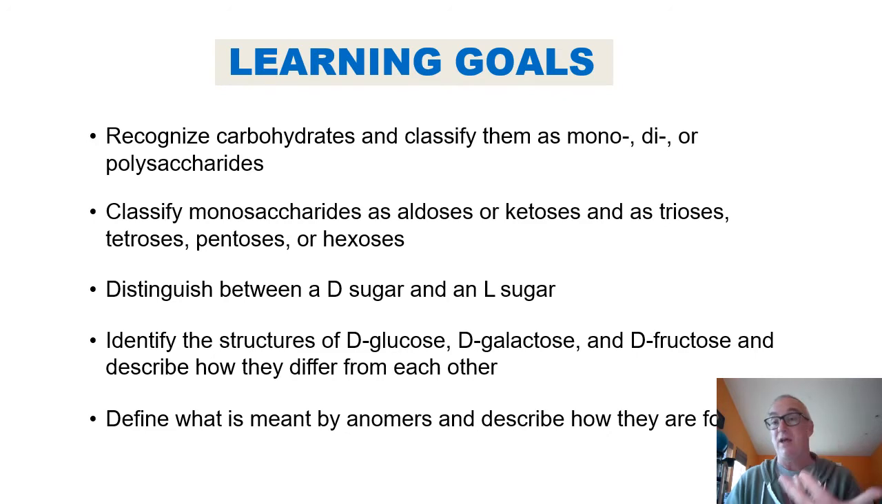D sugars and L sugars. For some reason that nature has selected, we really only use D sugars. And I'll explain the difference between D and L. We should be able to identify the difference between the different monosaccharides and be able to tell just by looking at them whether or not they're D sugars and can be consumed and made into longer molecules, or whether they're L. And we'll define the difference between enantiomers, diastereomers, anomers, all these different ways of describing these molecules. It'll be fun, confusing, but also we're going to learn a lot.